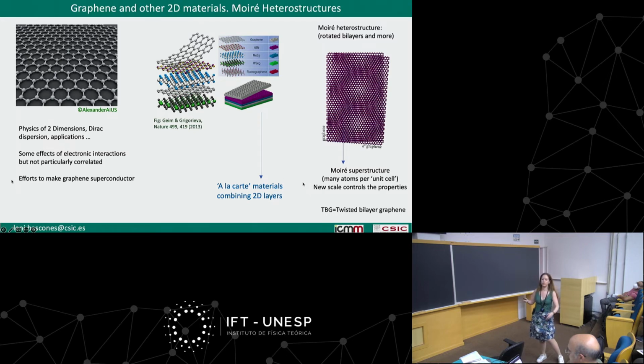It's called moiré because of a French type of textile that was called moiré. And then what is going to happen is that this new scale, this new very big unit cell, is going to control many of the properties of our system. And so, these moiré heterostructures are what I'm going to talk about.